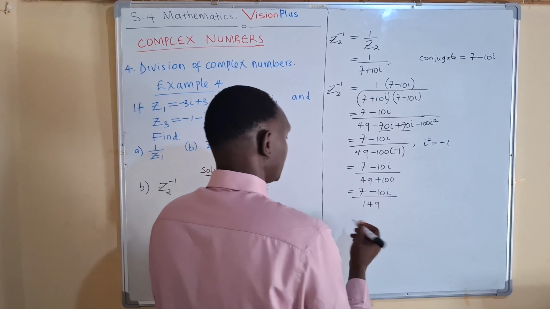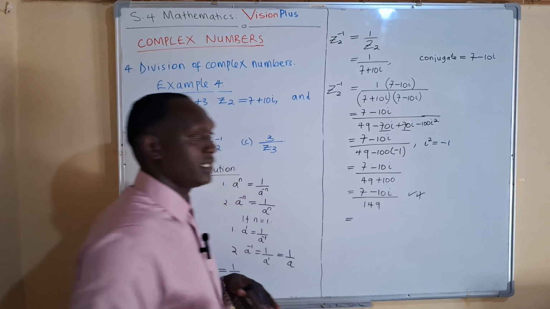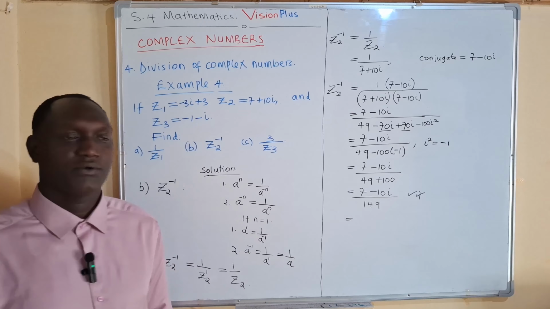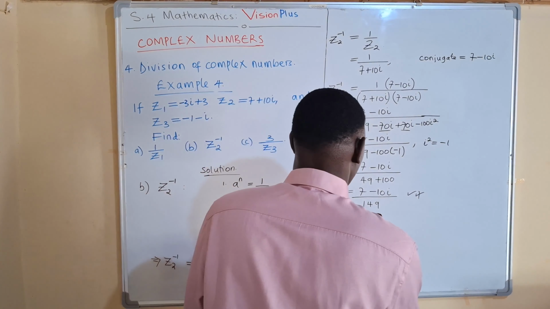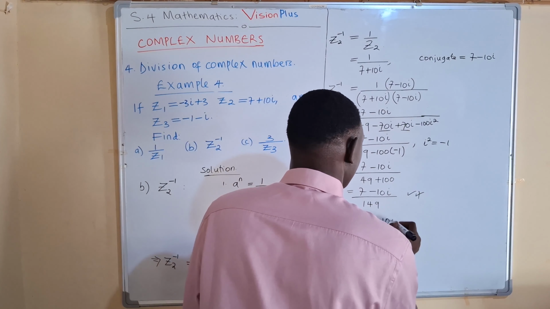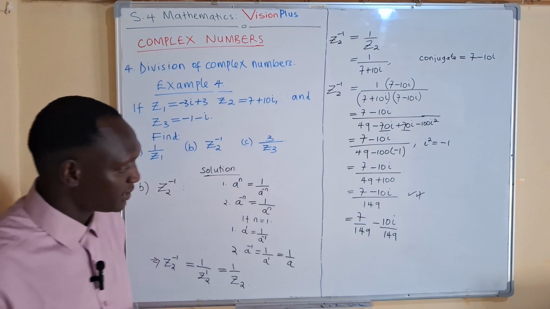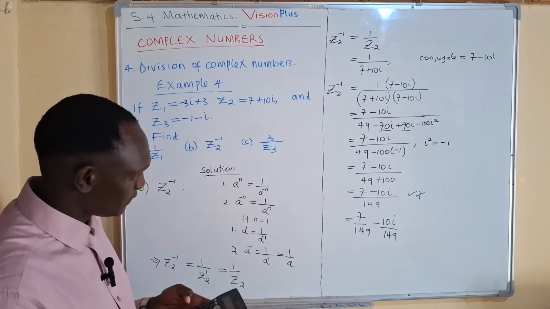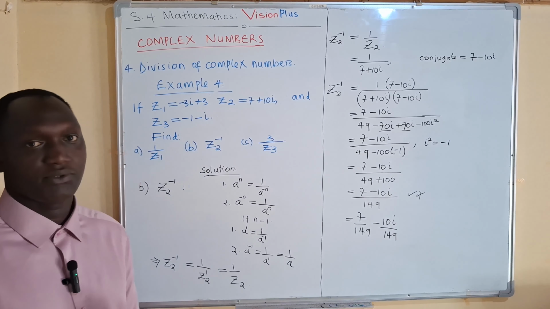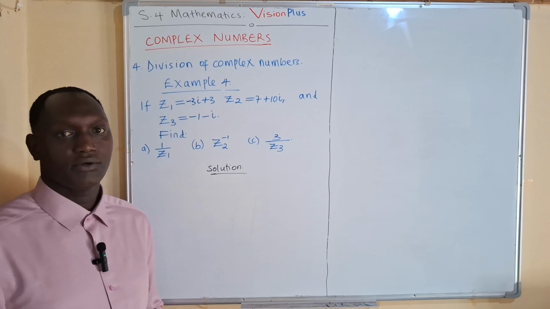And then you can decide to distribute the denominator. This is correct, but distributing the denominator makes it easier for you to simplify without errors. So here we shall have 7 over 149 minus 10i over 149. Looking at this, I don't know if it is possible to divide 149 by 7. It is not possible, so this is the answer. And then going to part C.